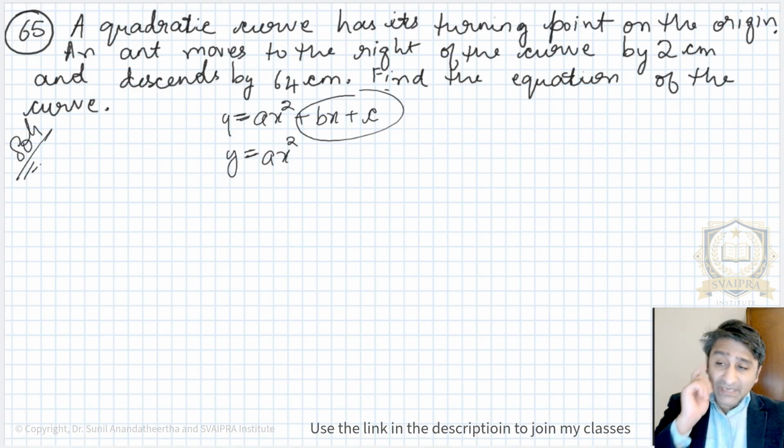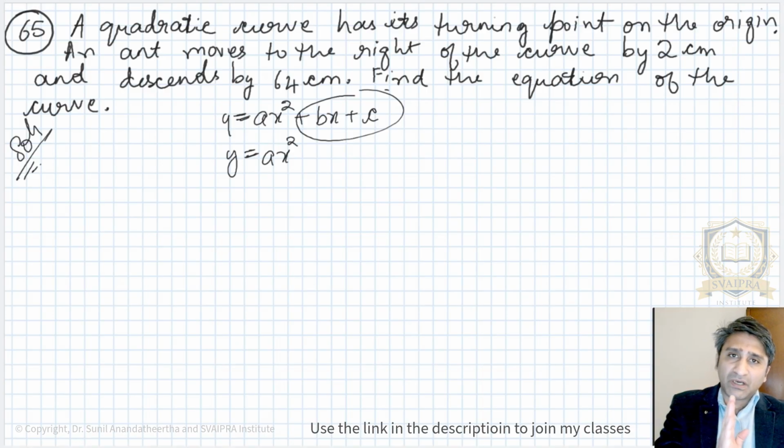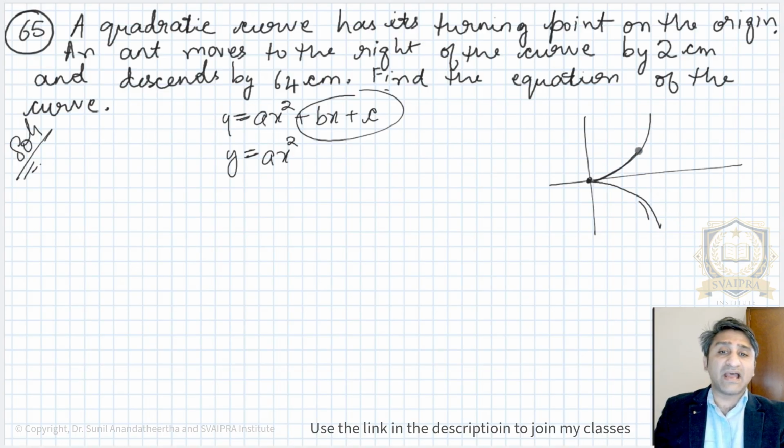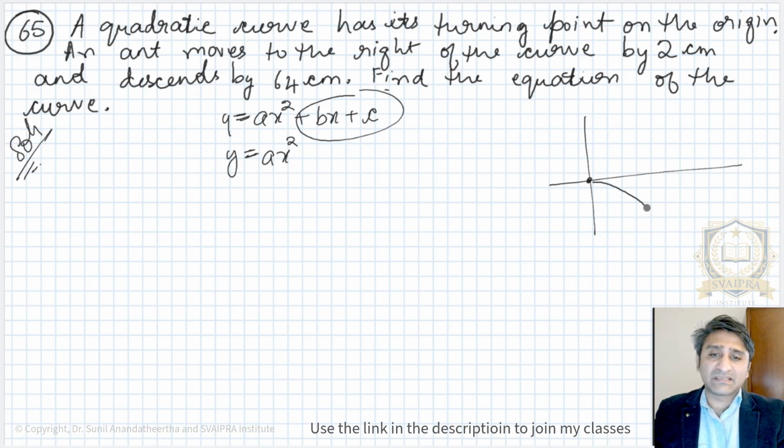Now it has been given that an ant is moving on this parabola to the right side of the curve from the origin. An ant moves to the right of the curve by 2 centimeters and descends by 64. So let's have the origin over there. That means an ant is moving to the right side. As it moves, it starts to go down. So the parabola is like that. It's not going up, because this way the ant should have ascended. It's not ascending, it's descending.